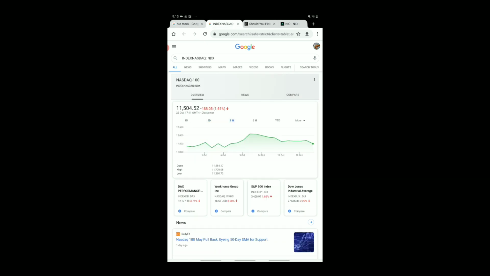Now, quite interestingly, we haven't really seen too many Chinese stocks on the market before, and of course that's very unique because we don't really know what's going to happen.